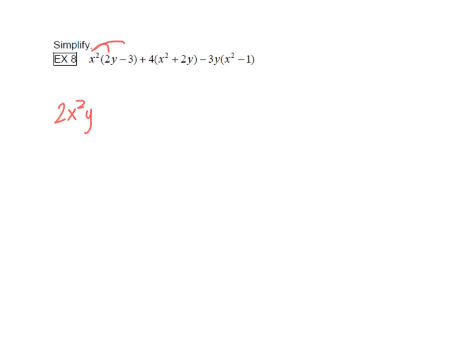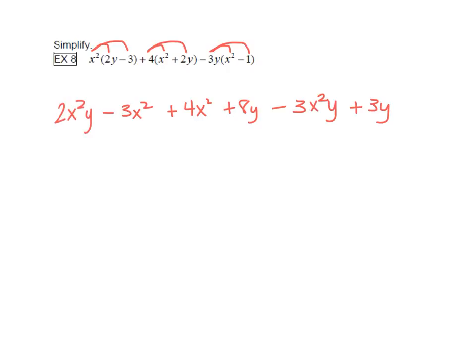All right, now we have x squared times a -3, so that's minus 3x squared. All right, plus 4, we're going to distribute that positive 4, so you have a positive 4x squared. And then 4 times 2y is a positive 8y. All right, then we subtract this 3y is negative, so negative 3y times x squared. Remember, I'm going to put those variables in alphabetical order, so it's going to be minus 3. I'm going to do the x squared first and then the y. And then negative 3y times a -1 is a positive 3y.